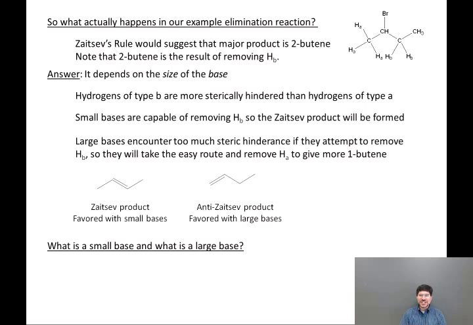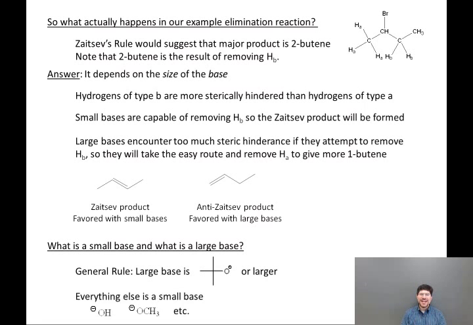So in order to finish this discussion, we have to somehow categorize bases as either small bases or large bases. So the general rule that I go by, and different people may have different definitions of this, is that a large base is t-butoxide or larger. Okay, so if you have a base that's that size, it's going to start to favor the anti-Zaitsev product over the Zaitsev product. And then everything else, common bases such as hydroxide and methoxide, we will count as small bases.